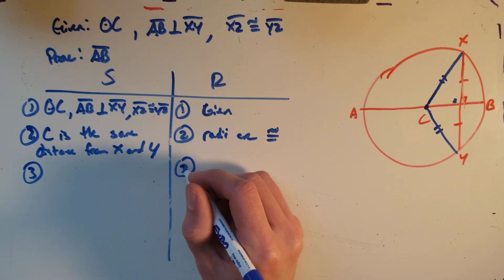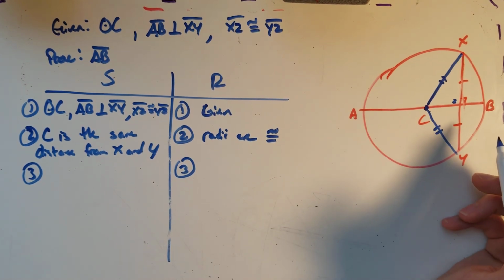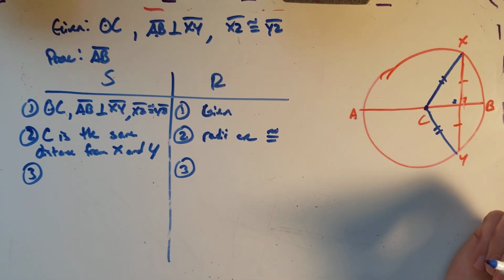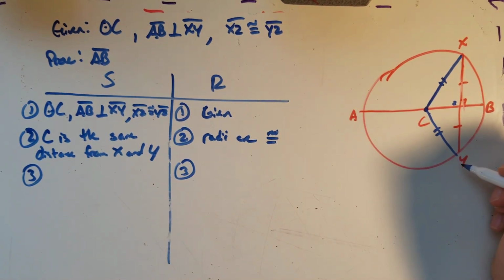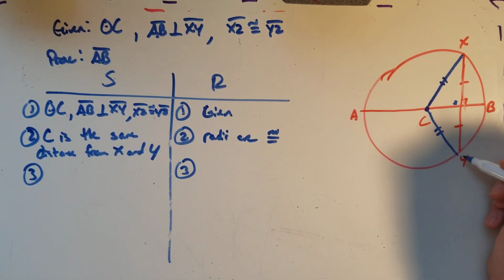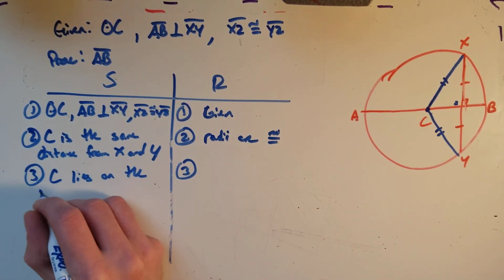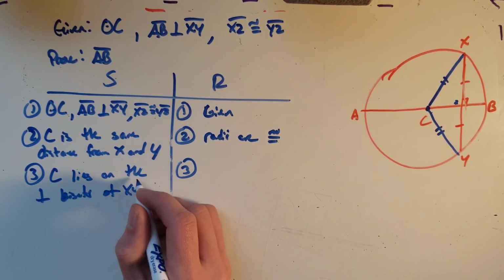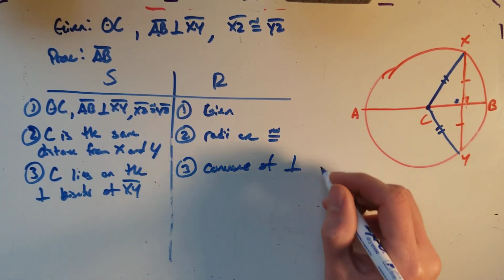Now if we think back to perpendicular bisectors, because that's what AB is here, point C we know is going to lie on the perpendicular bisector of XY. And the reason why we know that, if we go all the way back to our perpendicular bisector theorem, this would be the converse of the perpendicular bisector theorem. So we know that C lies on the perpendicular bisector of XY. And that's the converse of the perpendicular bisector theorem.